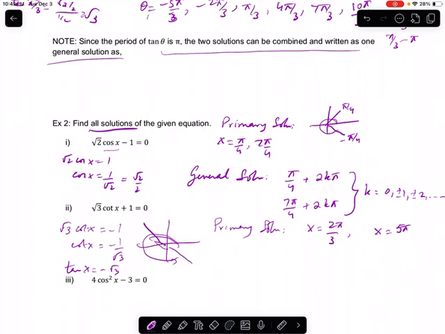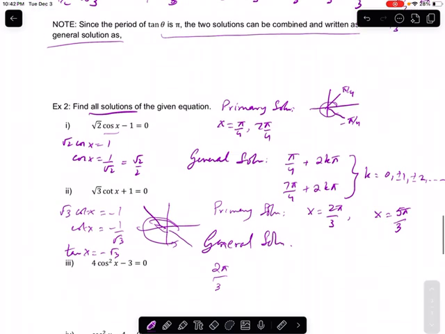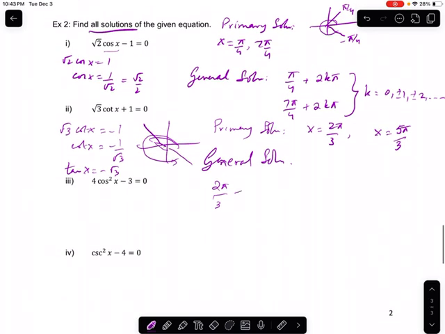So general solution, just take these two. So again, now should we take 2? No, we don't need to, right? So it will be 2 pi over 3 plus k pi. K is equal to 0, plus minus 1, plus minus 2, dot dot dot.